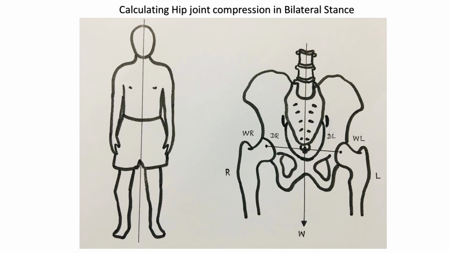Calculation of hip joint compression in bilateral stance. Assumptions: the weight of head, arm and trunk is 2 out of 3 of body weight. Symmetrical bilateral stance. For a person weighing 60 kg of body weight, weight of HAT is 40 kg. Of that 40 kg, half, 20 kg, will be distributed to each hip. Hip joint compression at each hip in symmetrical bilateral stance is 1/3 of body weight.